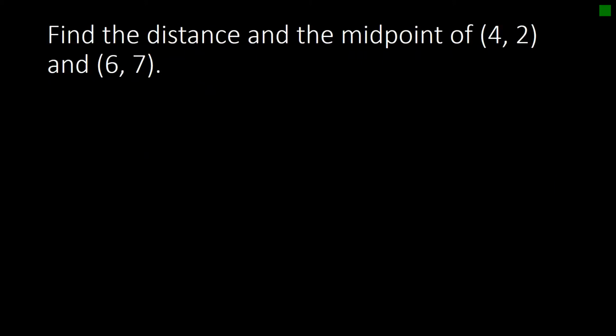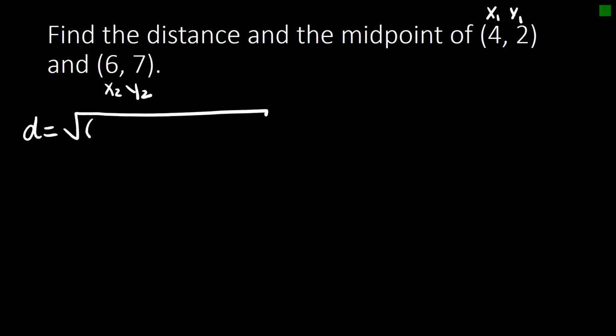Let's look at a couple of examples where we find distance and midpoint. So we have a point 4, comma 2. Let's call this x1, y1. 6, comma 7. Let's call this x2, y2. So the distance between these 2 points would be x2, which is 6, minus x1, which is 4, squared, plus y2, which is 7, minus y1, which is 2, squared.